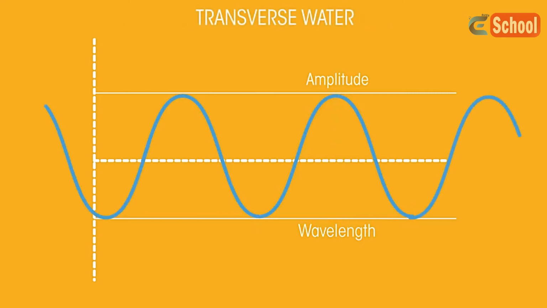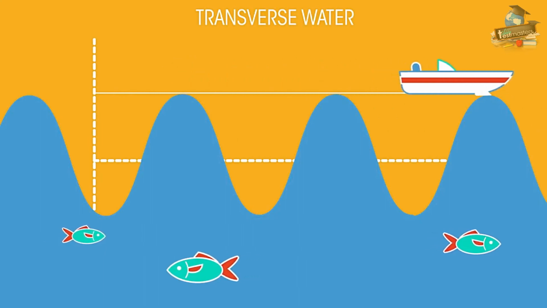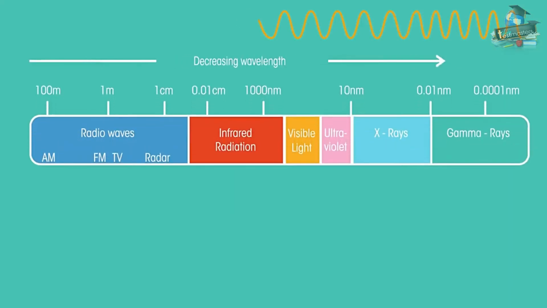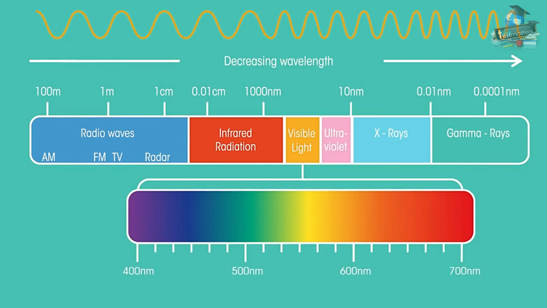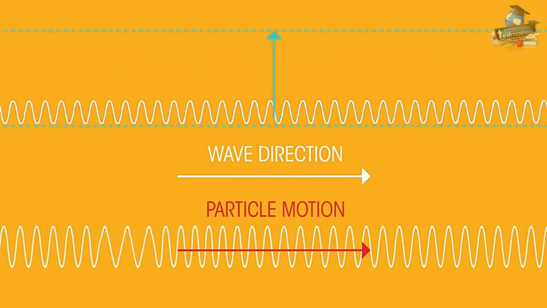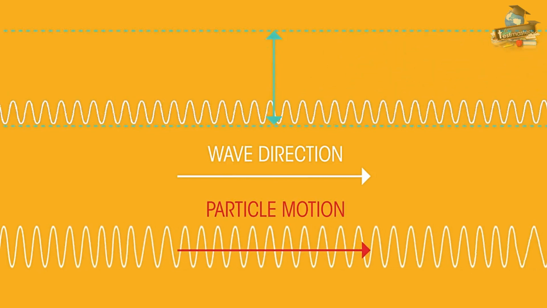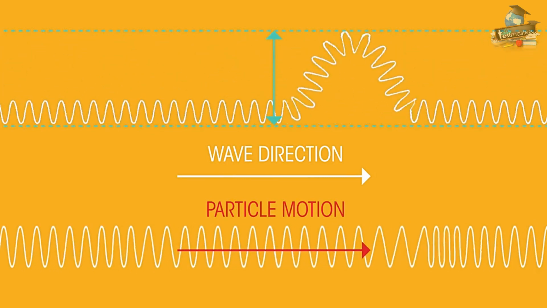The waves on the surface of water are transverse waves. They make the water surface go up and down. All types of electromagnetic waves, like visible light, are also transverse waves. So, now you should be able to describe the differences between transverse waves and longitudinal waves. Remember, it is the energy and not the slinky itself that travels.